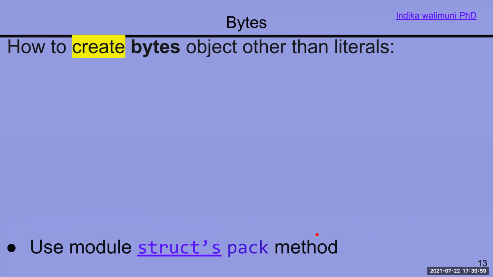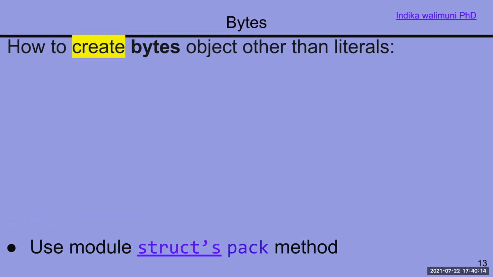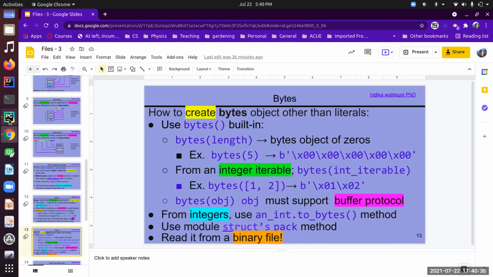How about floating point numbers? We'll see that there's no to_bytes method for floating point numbers. We have to use the struct module and its pack method. Please click on this link and read a little more about this valuable module in Python. Let's check on these real quick. I'll go back over here.